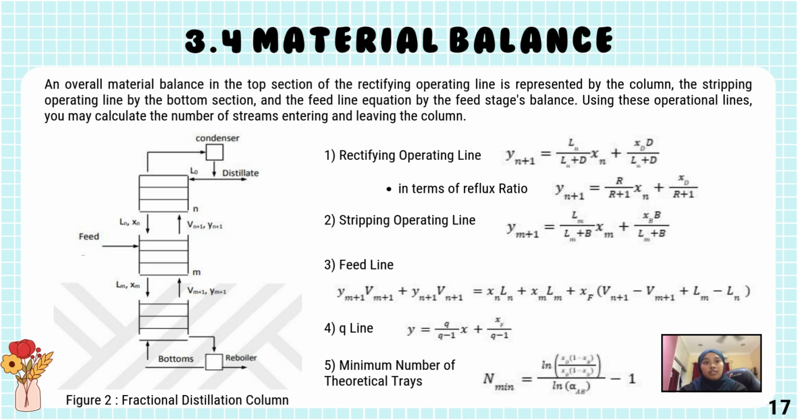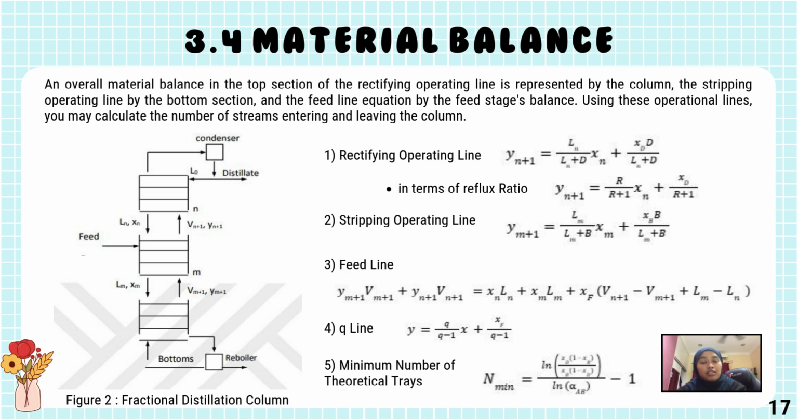So the first one is we need to have the overall material balance, which is V equals L plus D, and then it will be expanded into each material balance, and then we can have the rectifying operating line. And in terms of reflux ratio, it is made because of an assumption of constant molar flow, which is L0 equals L1 equals L2. So the equation will be expressed in terms of reflux ratio. So the next one is stripping operating line. Also same steps as rectifying operating line, and then we have the stripping operating line equation.